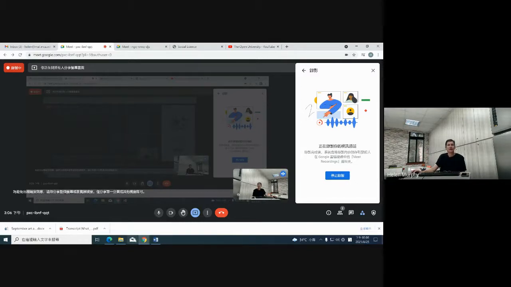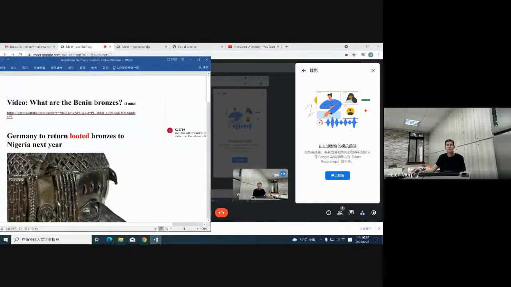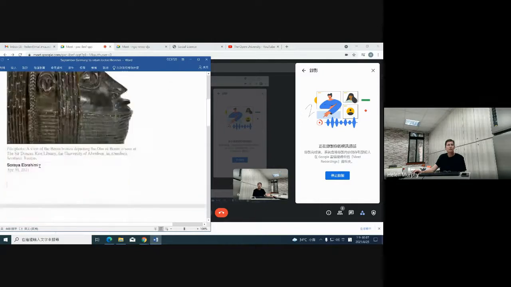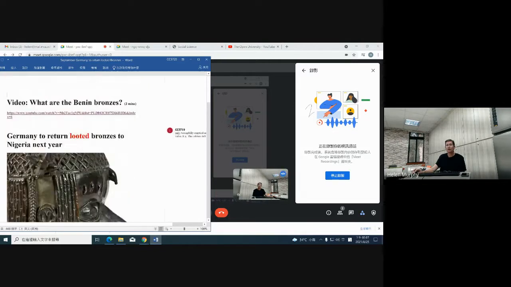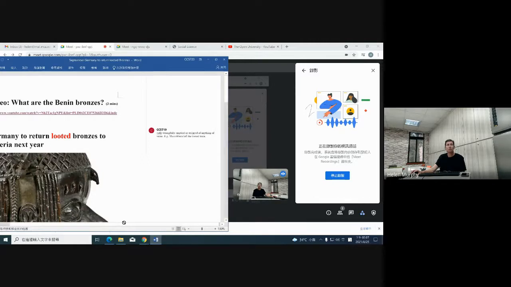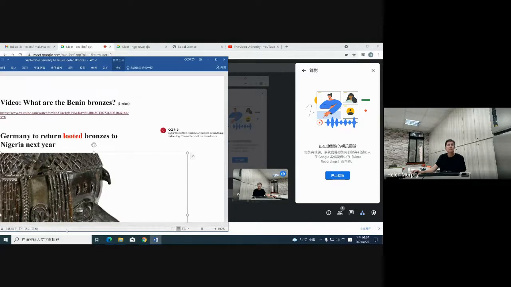All right, so let's have a look at this article that I have found. Now, this article is from a journalist, Soraya Ebrahimi, that is her name, and if you want to get the online version, you can just search up the title here. Okay, the title of the article is Germany to return looted bronzes to Nigeria next year.